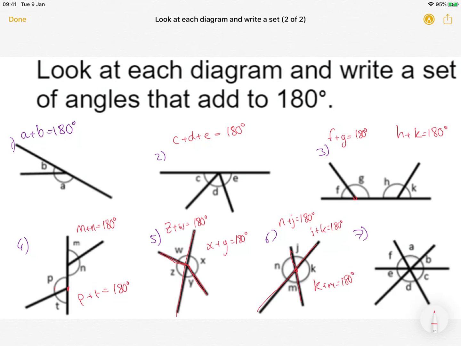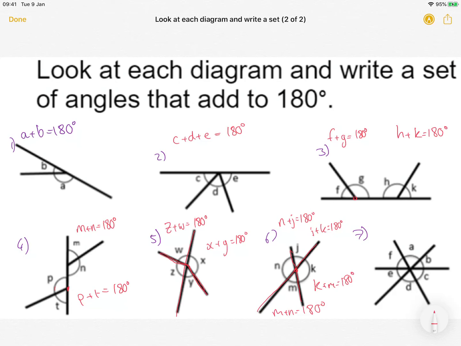And again, the difference between 5 and 6 is that you've got two straight lines here. And then m plus n equals 180 degrees. And then that's all I can say about them. So because the difference between 5 and 6 is that I've got two straight lines, so there's lots of angles there on straight lines, so I can get 4 angle facts out of that.